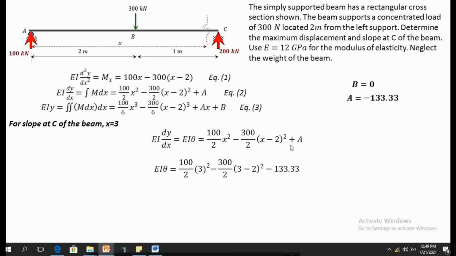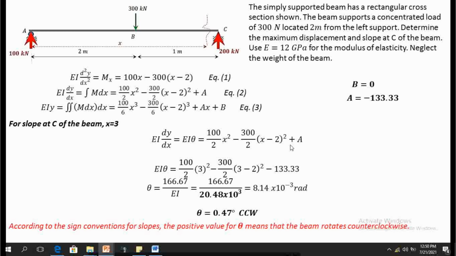Substituting the values, the slope is equal to 166.67 over EI, or that is equal to 8.14 times 10 raised to negative 3 radians. Convert this into degrees, that is equal to 0.47 degrees. CCW stands for counterclockwise. Paano ko nasabing counterclockwise yung magiging rotation ni point C? You have to take note, according to the sign convention for slopes, the positive value for theta means that the beam rotates counterclockwise.